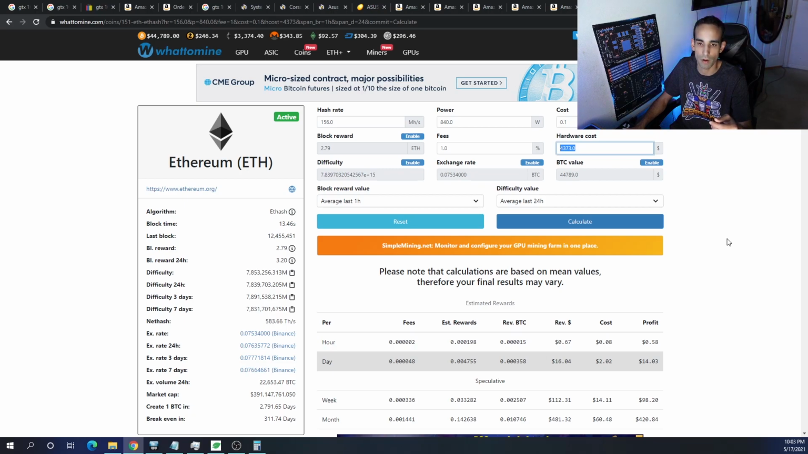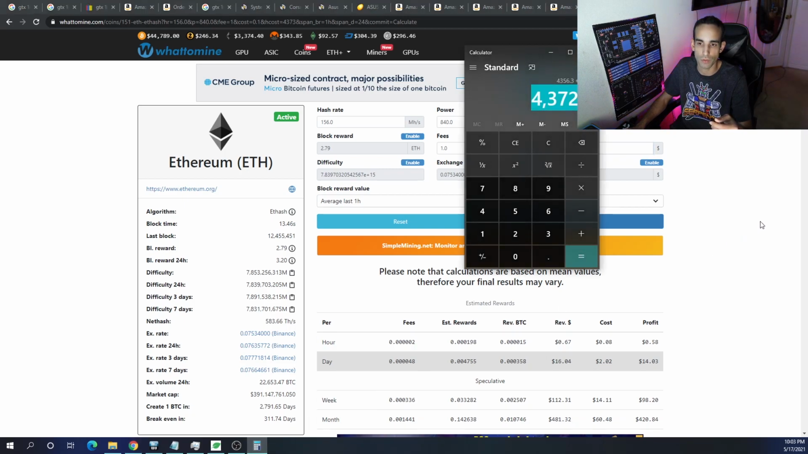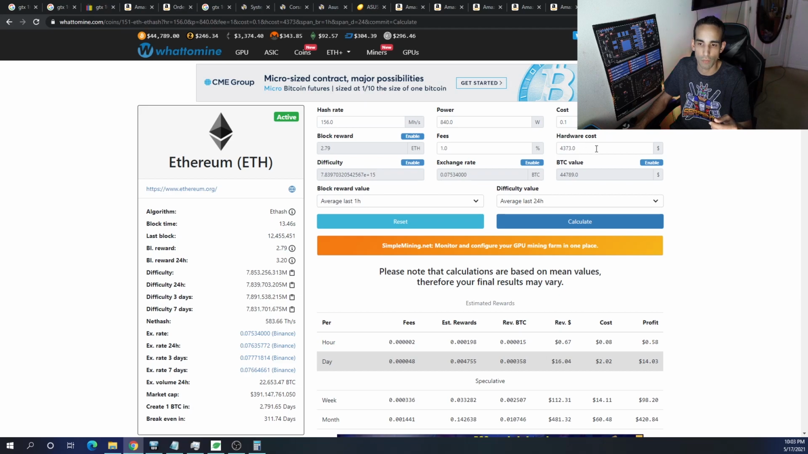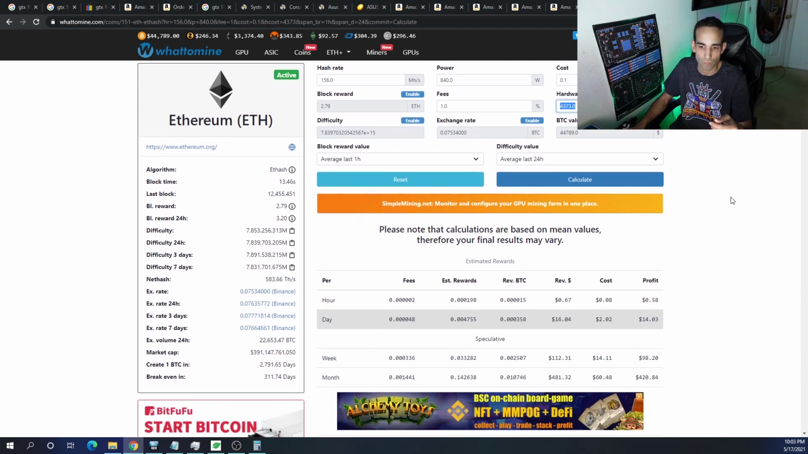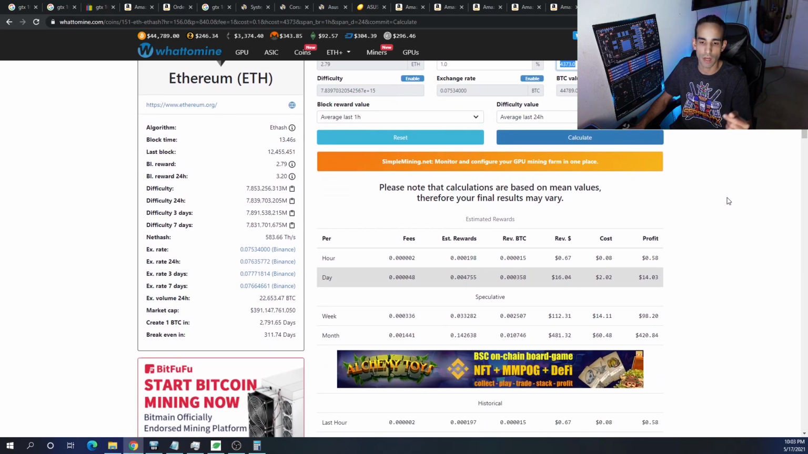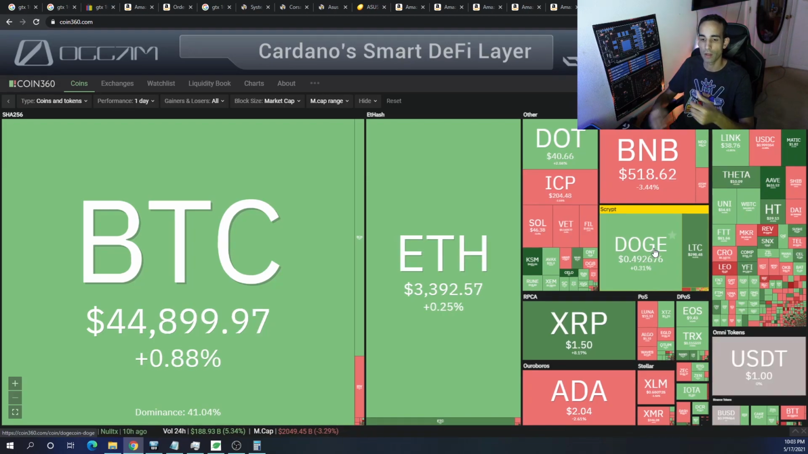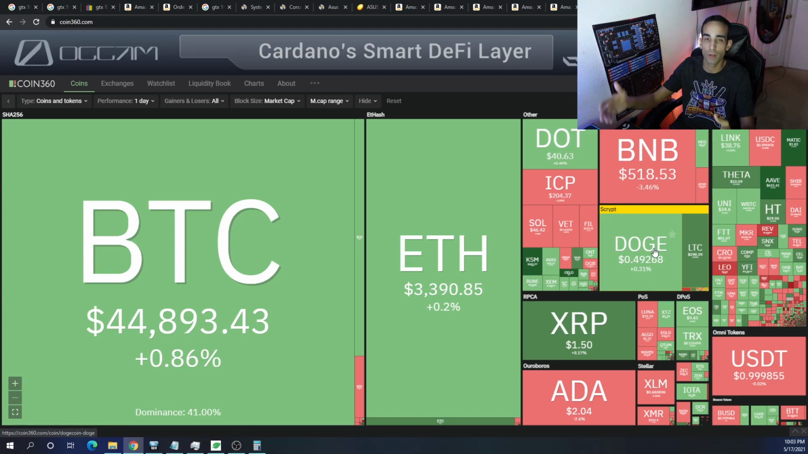at 10 cents per kilowatt hour, 1% fees, and the total hardware cost being $43.72, which I round up to $43.73. We will be making about $14 a day, and our break even will be 311 days. That is high, but keep in mind that right now we're in a downturn. Who's to say that later on in the future, by the time you're watching this, the profits may be $20 to $25 a day or $30 to $35 a day.